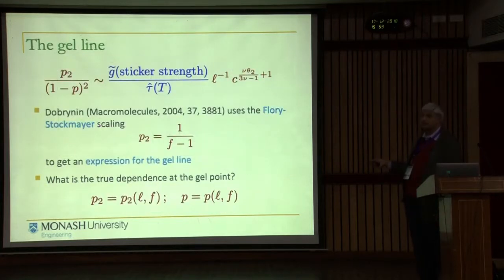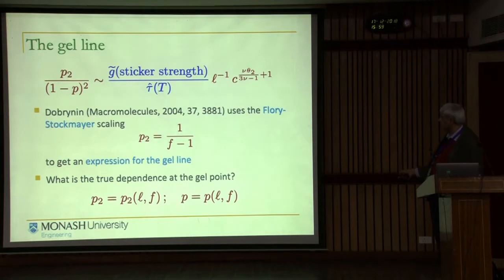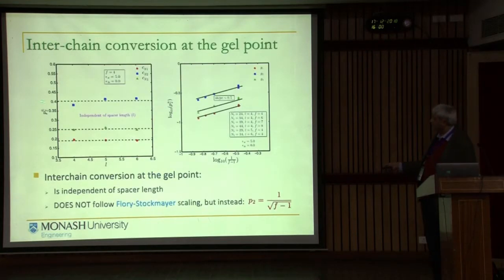So let's now go back to this idea of the gel line. And you remember this was the prediction of the scaling theory, so this was the prediction of the degree of interchain sticking. And what Dobrynin and Rubinstein and Semenov suggested was you need to substitute this dependence on the number of stickers in here, and then you get an expression for the gel line, which I showed you earlier. But we don't know if this is true. And secondly, we'd like to actually investigate what is the dependence on the spacer length and the number of stickers of this. Because this total fraction of conversion, the fraction of stickers that have stuck, appears here, we also want to probe what is the dependence on the spacer length and number of stickers, okay?